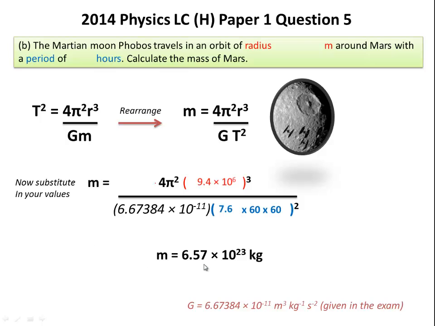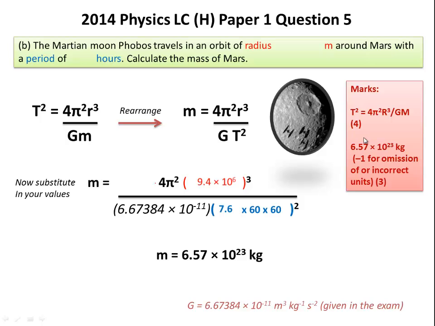Now we just put all this into our calculator and you find that M, the mass, is 6.5 times 10 to the 23. That's pretty large, but then again, it is the mass of Mars. Let's just check our marking scheme. We've got 4 marks just for writing down the formula. Isn't that nice? It is an ugly formula, isn't it? And then we got the last 3 marks for getting the answer. Don't forget your kilograms.